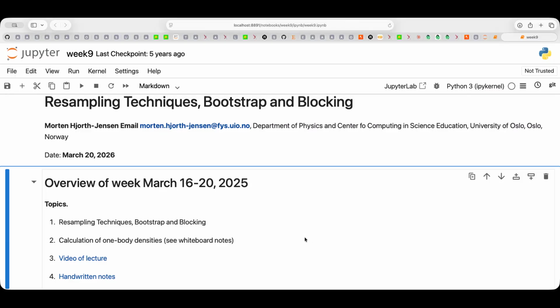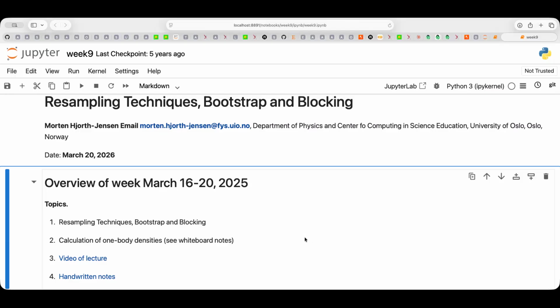But we will stay with the blocking method, and I will try to explain it based on the definition we had last week of the covariance and these quantities. So I'm going to remind you about the equations which we derived last week, and then I will jump a little back and forth between some demonstrations.